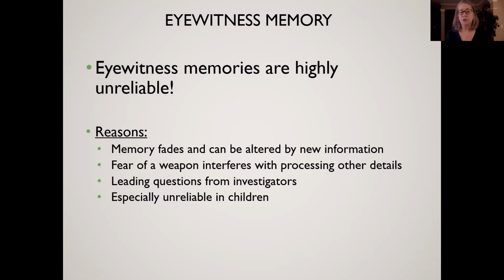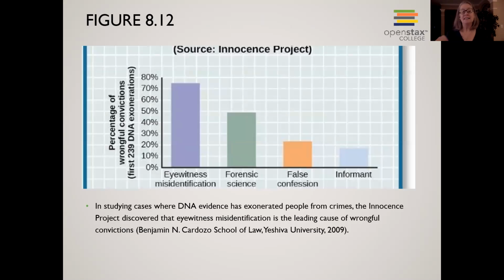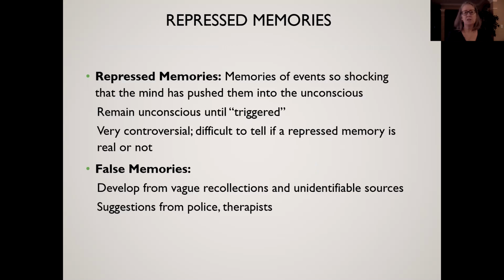And it's especially unreliable in children. So eyewitness memories are highly unreliable. This is a study that your book talks about, where once DNA evidence became available, a number of people who had been proven guilty were shown to be innocent, due to eyewitness misidentification. So it's a real problem, and we shouldn't trust eyewitness testimony. It's not very good. Let's talk about some more errors.